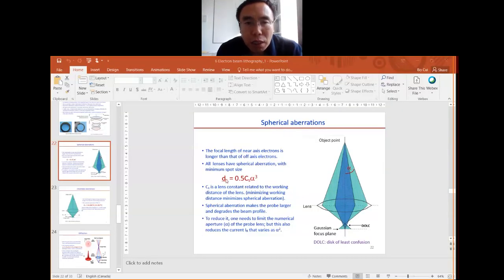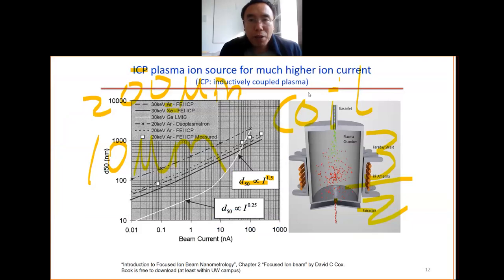So the spherical aberration is proportional to alpha cubed. The beam current I_B is proportional to alpha squared. Because the beam current is proportional to this, you put the aperture on the left and on the right. The smaller the aperture, the smaller the alpha angle, and you get a smaller current. It's proportional to alpha squared. That's why you get this formula here.